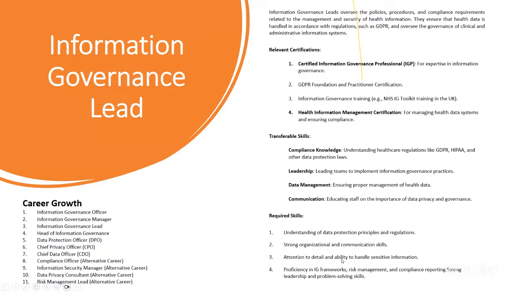Then attention to detail and ability to handle sensitive information. Then being proficient in different frameworks, risk management and compliance reporting. So in terms of career growth, where can we go really? There's the IG officer. Most people typically start out at the information governance officer level. Then you move to become an IG manager, then IG lead. There's the head of information governance. You could become a data protection officer. You could become chief privacy officer, chief data officer.